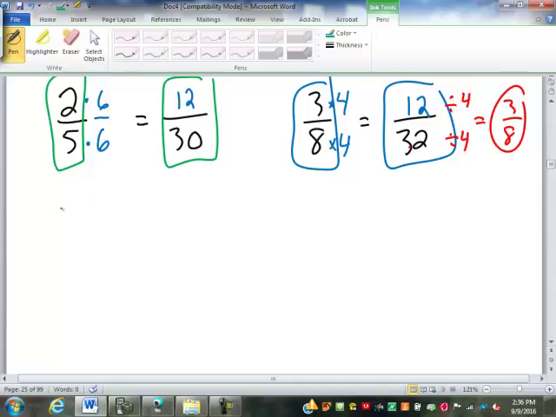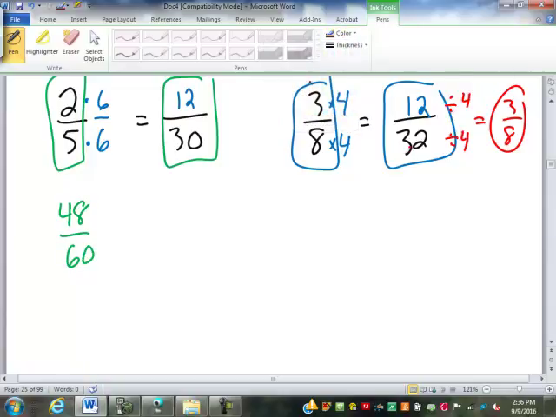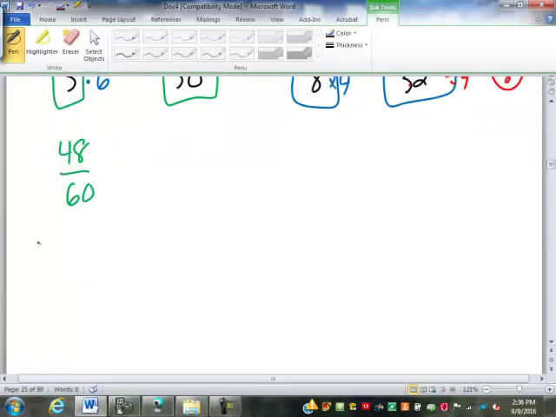We'll run into something like this. 48/60. We have to look at that and figure out, can we divide both of them by the same number, and what number is it? Well, looking at this, there's several things we can do. When I'm trying to reduce a fraction, the first thing I usually look for is tens. How can I tell if a number can be divided by 10? The last digit is 0. 60 can be divided by 10, but 48 can't be. So both numbers have to be able to divide by it for it to work.